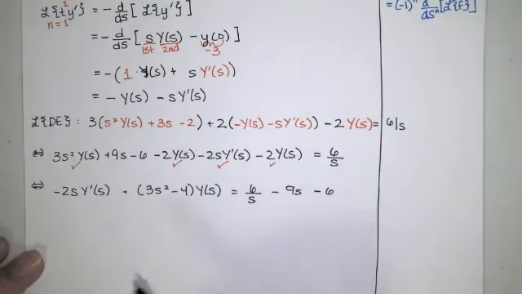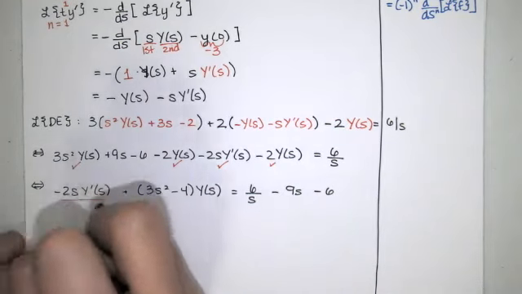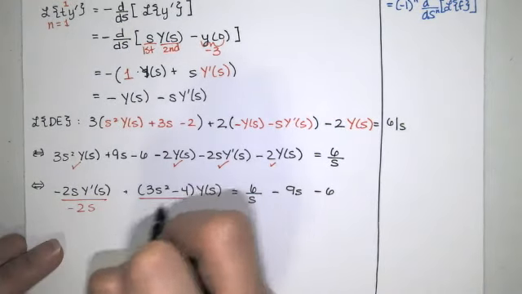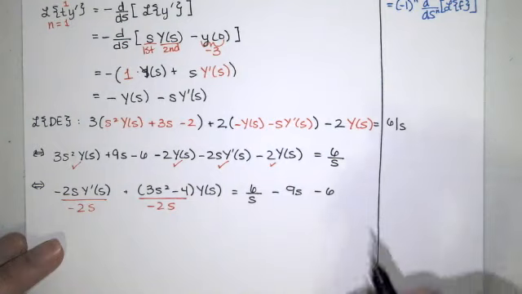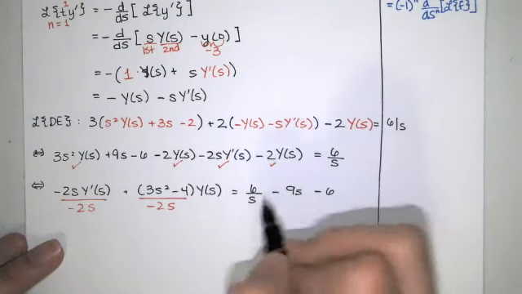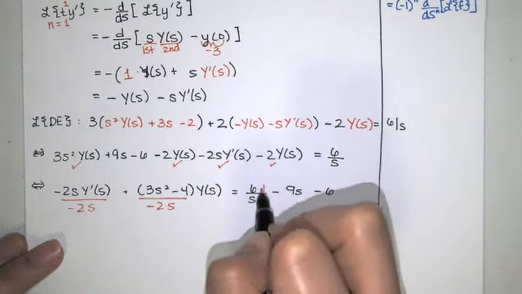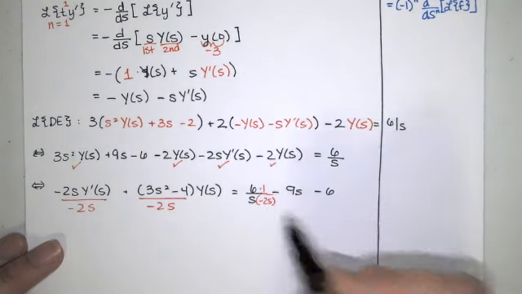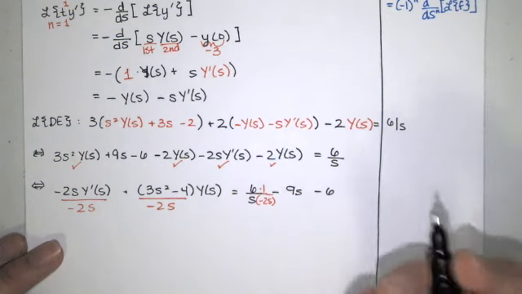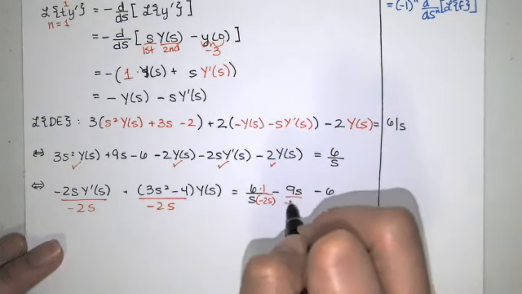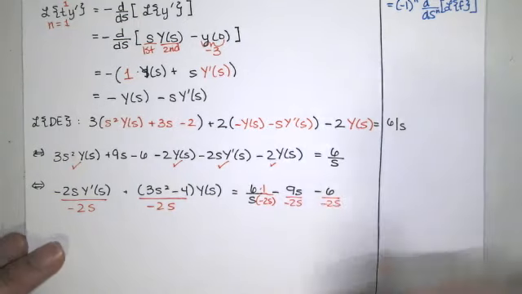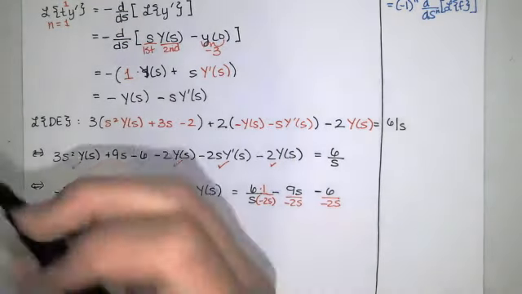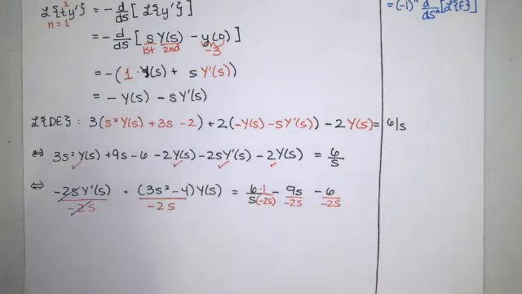Well, this looks like a first order linear equation in y of s. So we'll divide everything by negative 2s to get the coefficient of y prime to be a 1. Now where I have a fraction here, I'll just multiply that by 1 over negative 2s, because dividing by negative 2s is the same as multiplying by 1 over negative 2s. And then we end up here. And of course we can simplify.